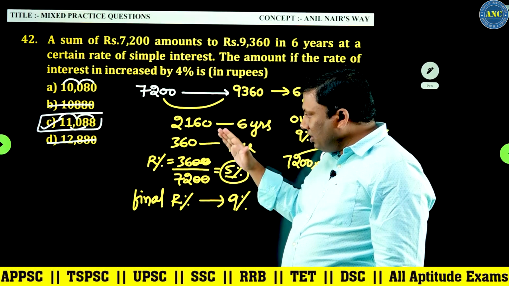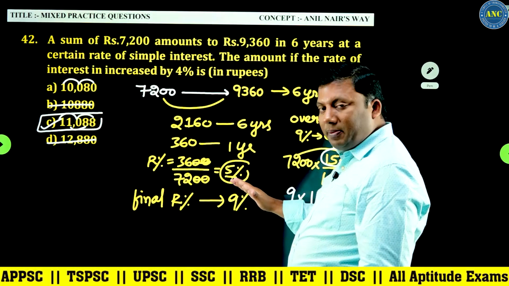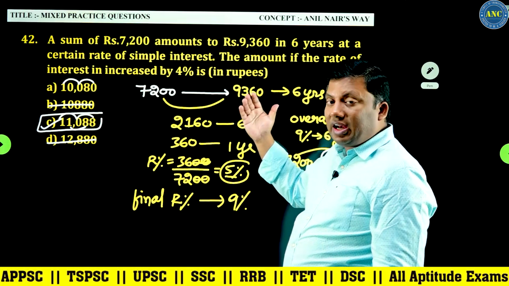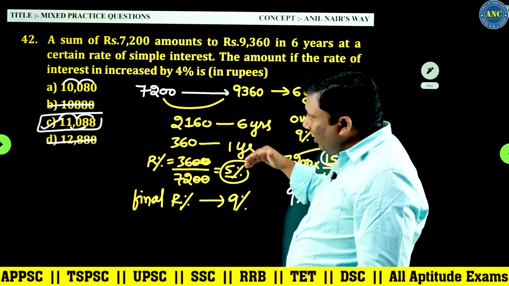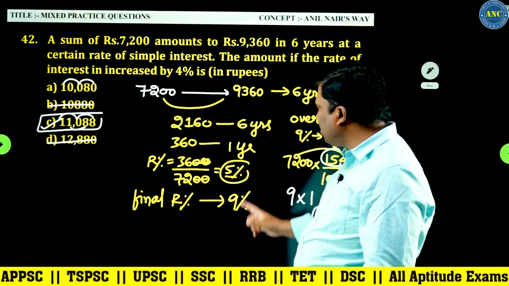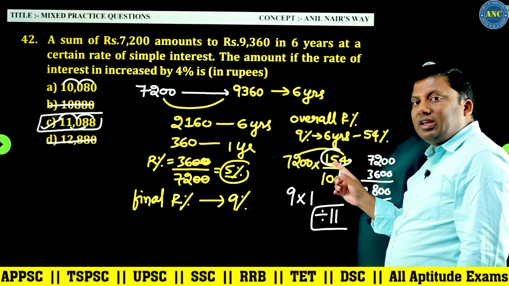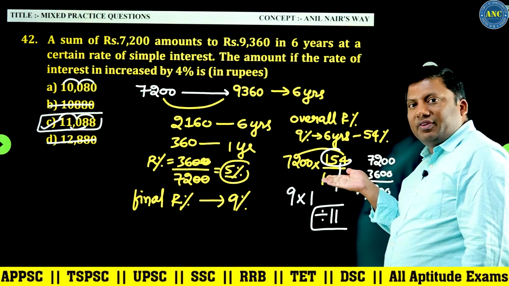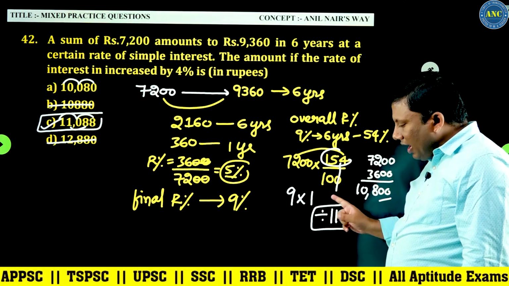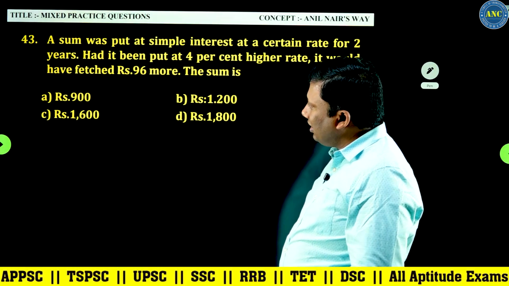Our percentage is 360 by 7,200. It is 5% per year. Interest increased by 4%. 5 plus 4 is 9, 9% final rate of interest. For 6 years, it is 54%. The amount I require is on 154 increase, 154. Digital sum should be 9. The answer should be divisible by 11. Idea clear, right, sir? Next one.